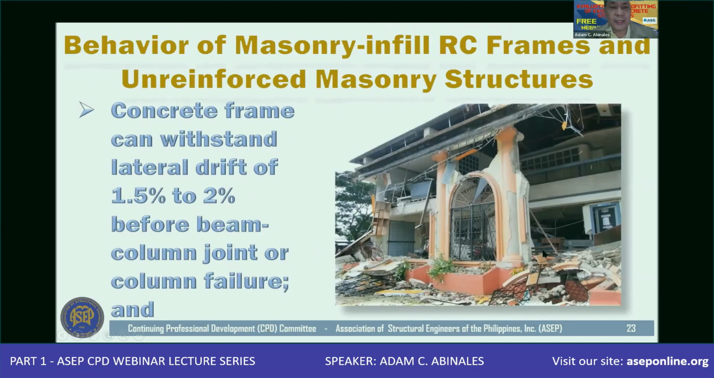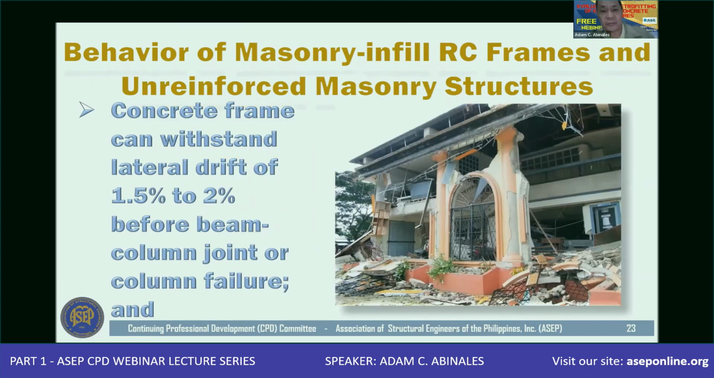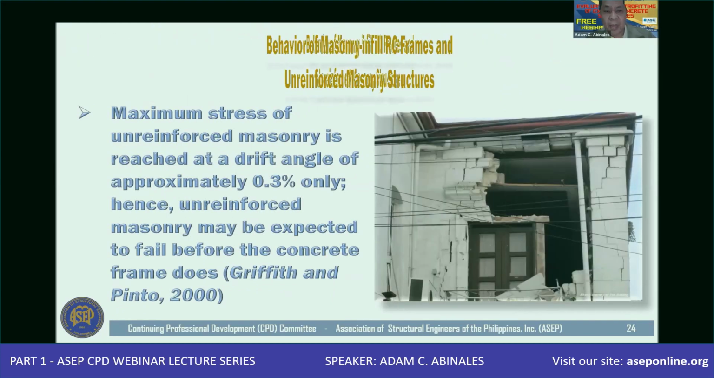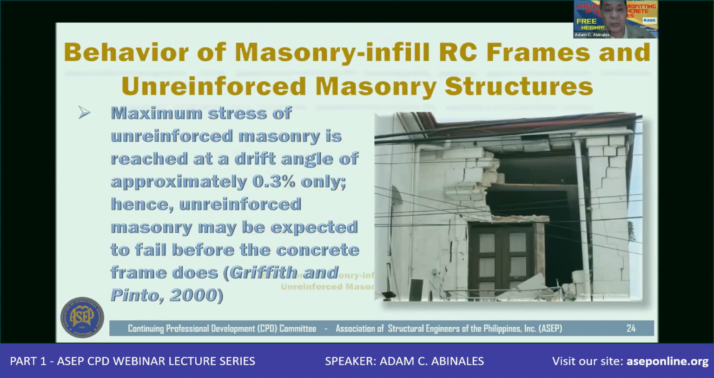If we try to understand the behavior of masonry infill RC frames, like for example the case of the unreinforced masonry structure, well, as a rule of thumb, the concrete frame should be able to withstand a lateral drift of about 1.5% to 2% before the beam column joint or column failure, while the maximum stress of the unreinforced masonry is reached at a drift angle of approximately 0.3% only. So in the case of unreinforced masonry, it may be expected to fail before the concrete frame does.